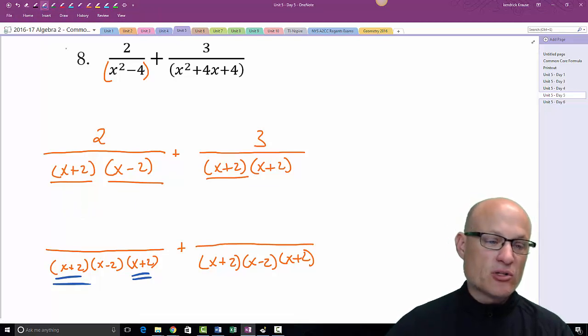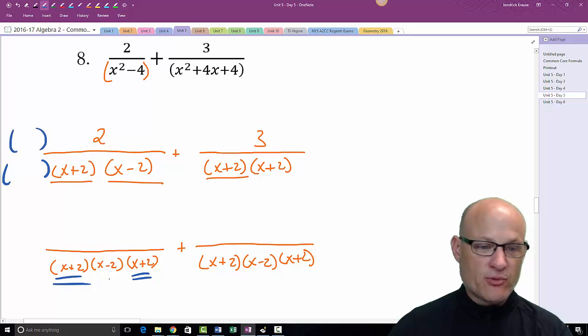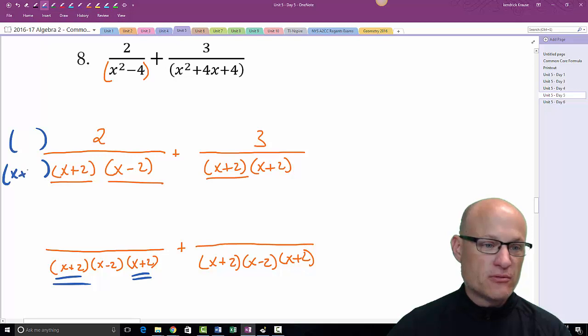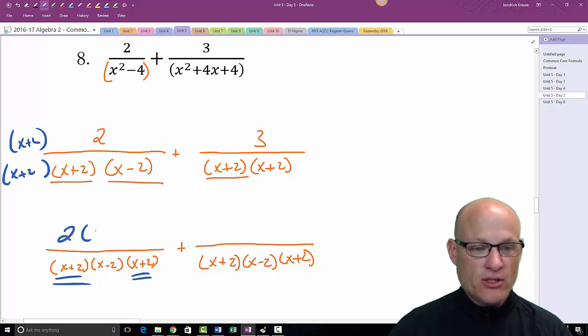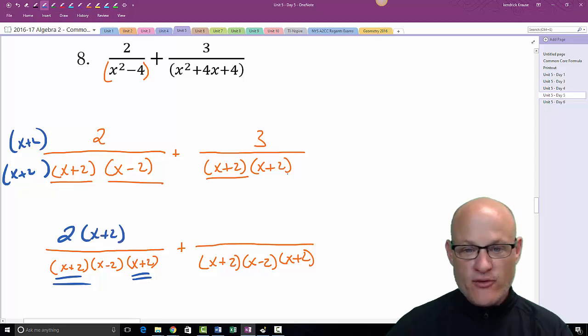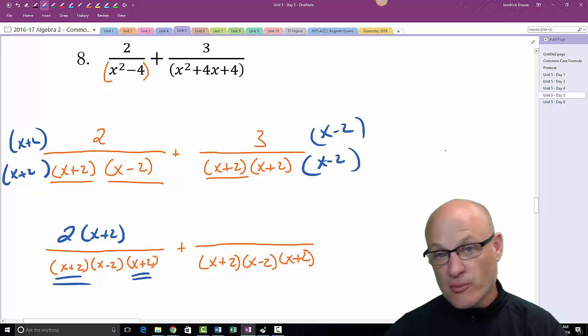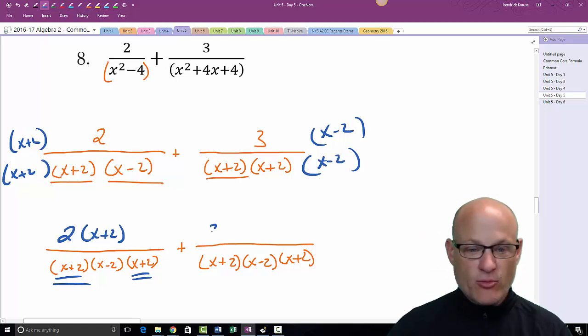What did I need to multiply this one by to get this? Well, what's the new thing? Oh, it's the extra x plus 2. So this one gives me 2x plus 2. This one was missing, obviously, the x minus 2. So I'm going to distribute that and put that on the numerator, 3x minus 2.